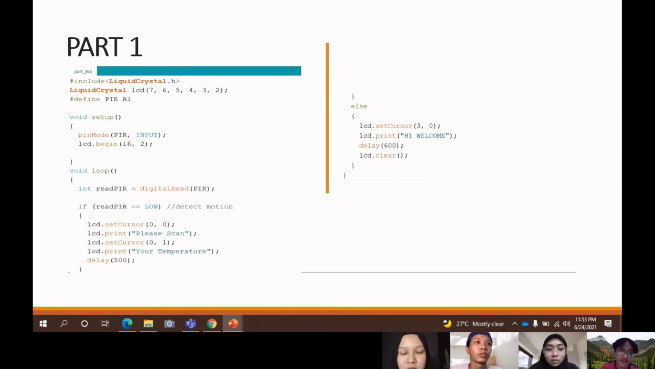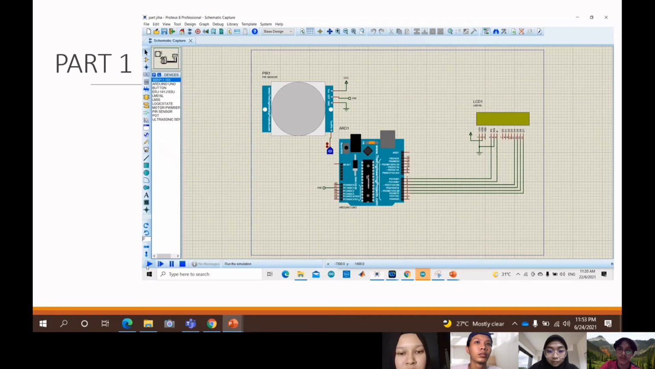we will proceed with part 1. When there are no motion detects, it will appear hi welcome, and when motion is detected, it will appear please scan your temperature. We will see from the simulation.